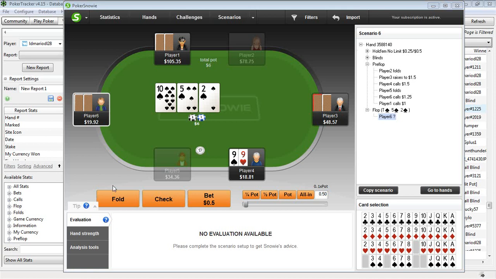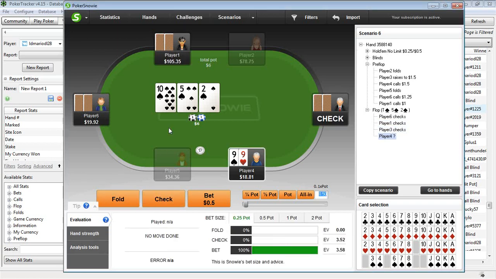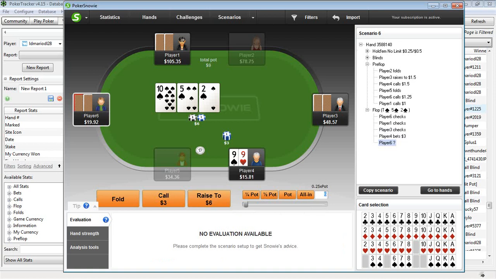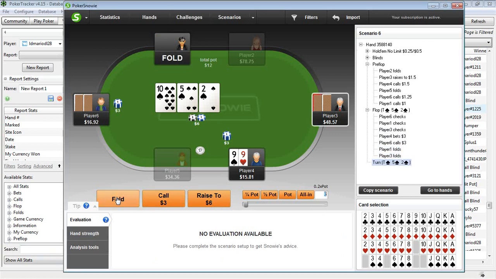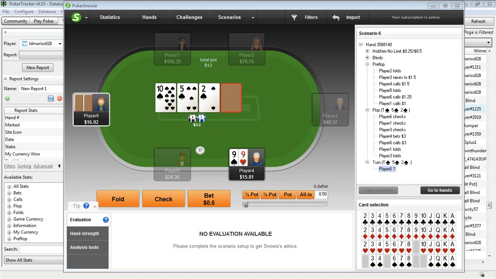Okay, so we get a check, a check, and a check. And I did this correctly here. I bet. That was the right play. I bet half pot, $3. That's a good thing. We get a call and two folds. Fold, fold. Turn: king of hearts.